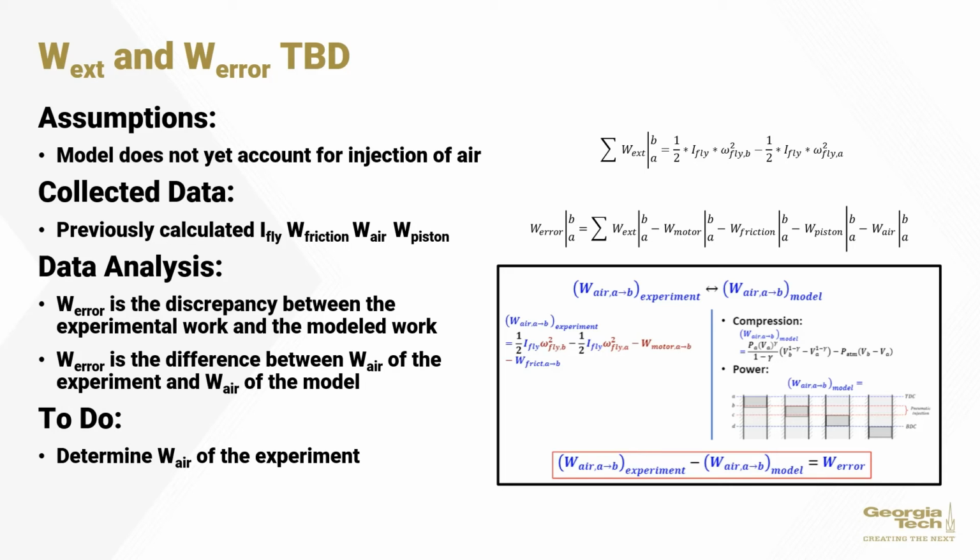For the third week of the experiment, work will be done by the external air that is injected into the engine cylinder. This value will be found experimentally through evaluation of the equation on the left of the figure seen below, incorporating the inertia of the flywheel, angular velocity of the flywheel, work done by the motor, and work done by friction. For the model, a combination of adiabatic and isobaric compression will model the compression stroke, and adiabatic and isobaric expansion the power stroke.